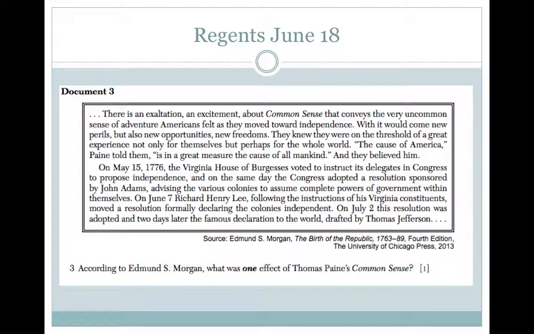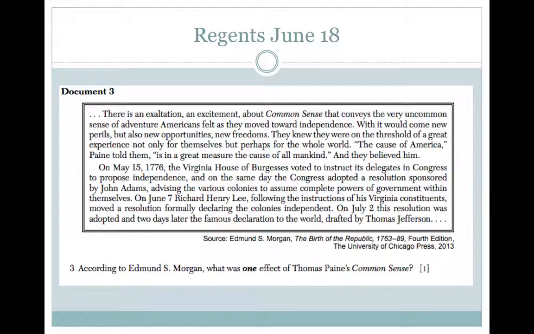There is an exaltation and excitement about Common Sense that conveys the very uncommon sense of adventure Americans felt as they moved towards independence, okay? So this is not something that they were jumping about. This was a tough decision for this country to declare independence. There were some loyalists who were still loyal to the crown. With it would come new perils or new obstacles, but also new opportunities and new freedoms. So these new opportunities, these new freedoms, they're talking about inculcating or implementing these Enlightenment ideas.